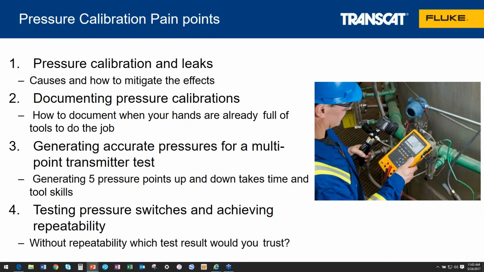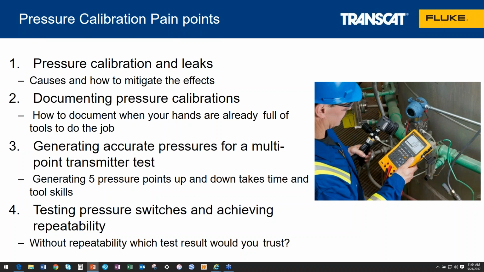Another challenge to a lot of instrumentation folks is documenting a pressure calibration. How do you document a calibration when your hands are already full of tools to do the job? See the example in the picture there. There's a calibrator in one hand, a pressure module in the other. Where does the clipboard go? How are you going to write that stuff down? Well, there are some ways to make that easier to perform.